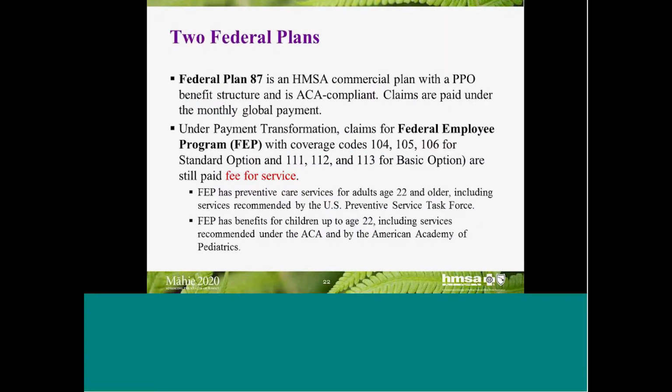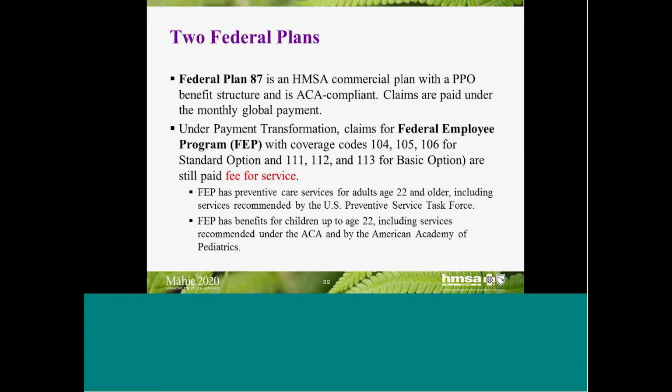Let's talk a little about the federal plans. HMSA services 2 federal plans. You may be familiar with Federal Plan 87 or Fed 87. This is a commercial plan with a PPO benefit structure. Claims for this plan are paid under the global payment.